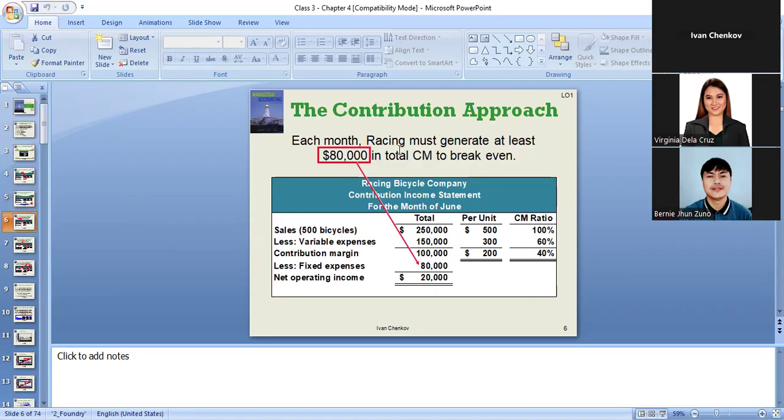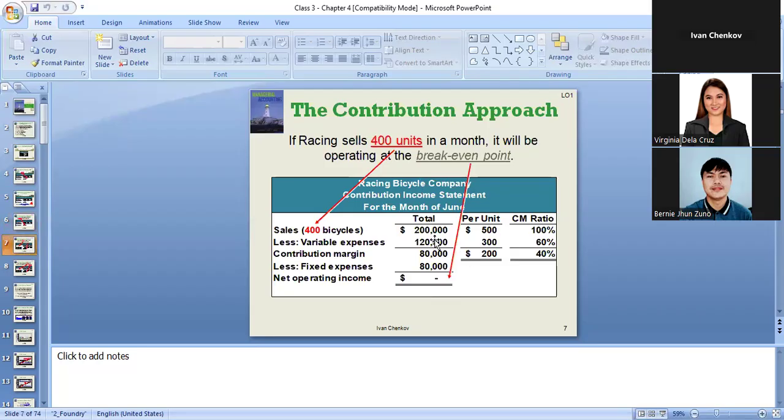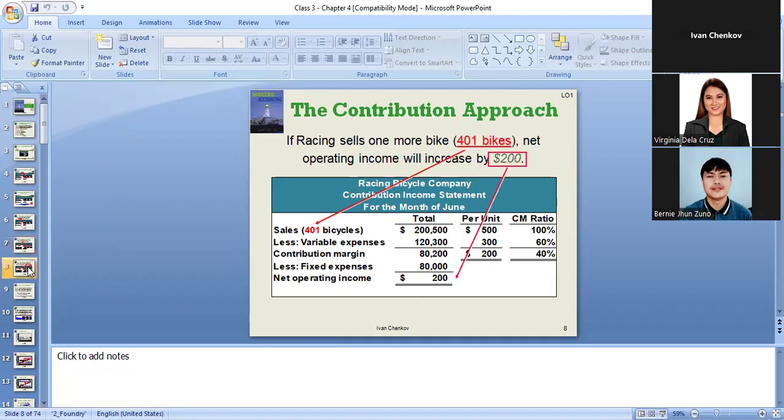So now each month, they need to generate at least the fixed cost in order to have operating income. Otherwise, if they don't reach the fixed cost, obviously they're going to lose money. Now, what's going to happen once we know that the fixed cost is 80,000? That means at the break-even, they're not going to make any income. If they're selling 400 units, they'll have enough contribution margin to cover the fixed cost, but that's not going to leave them any operating income.